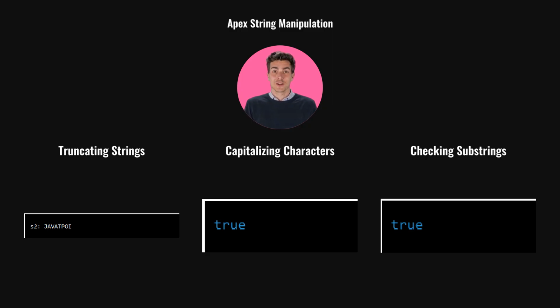String manipulation in Apex is crucial for custom application development. Key methods include abbreviate for truncating strings, capitalize for capitalizing the first character, and contains for checking substrings. The equals method compares strings or IDs, while escapeSingleQuotes ensures safe inclusion of quotes in strings. These methods enhance data handling and user interface customization on the Salesforce platform.